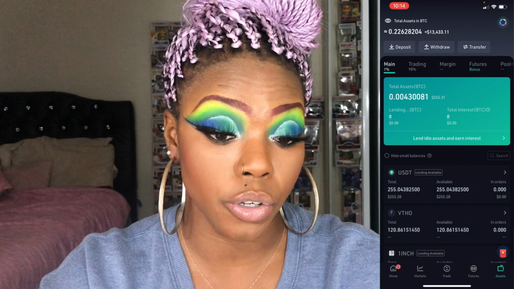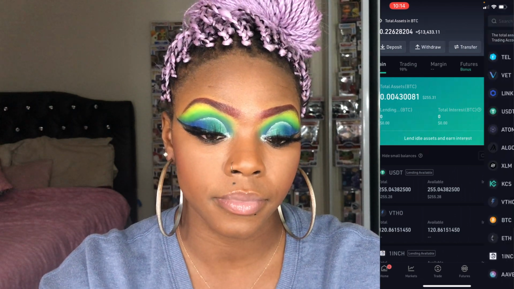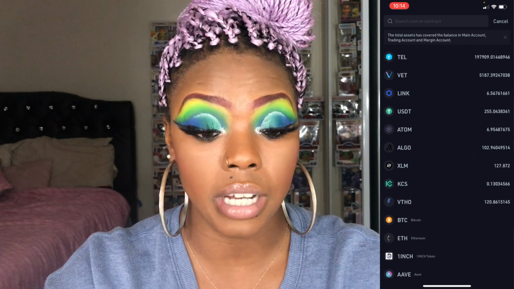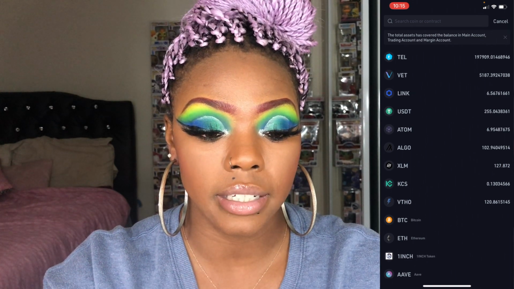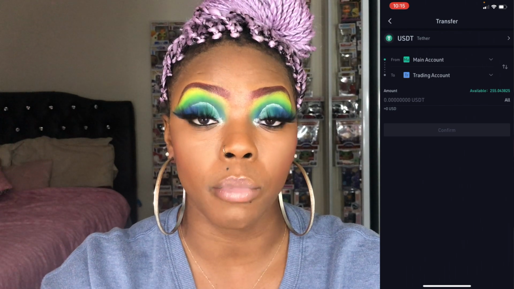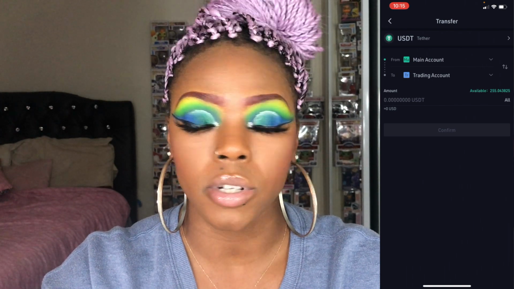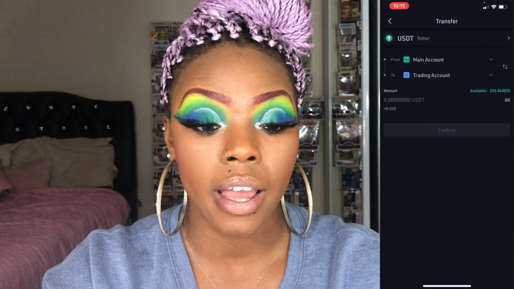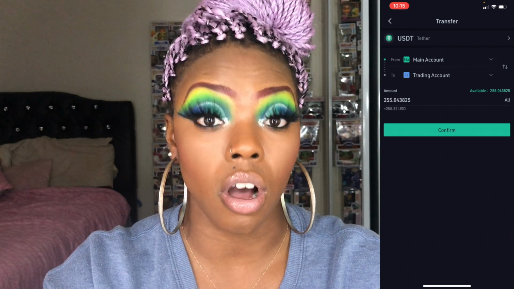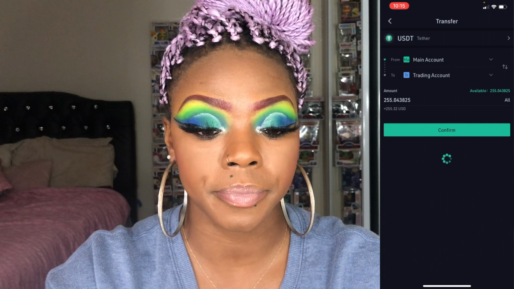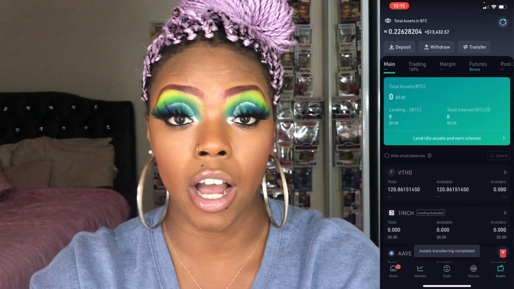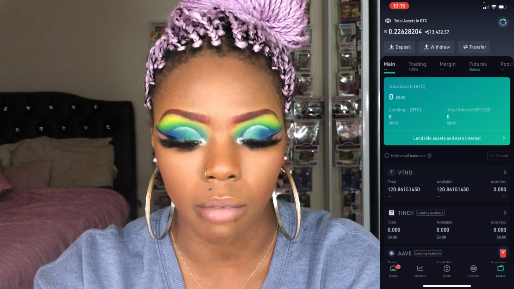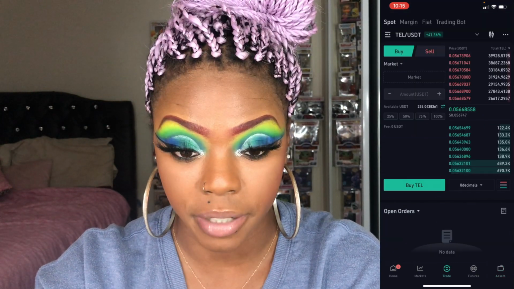So what I would do is I would click transfer at the top. I'm searching for the currency I'm trying to trade. So it's USDT. And we're trading from our main account. We're transferring from our main account to our trading account. And we're transferring all of it. Confirm. Now, all of my money has been sent to my trading account. I don't have anything in my main account. Cool, perfect. Back to trade.